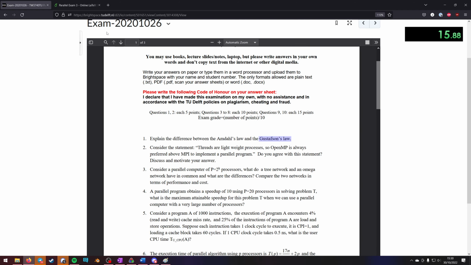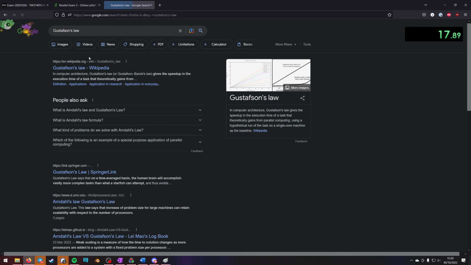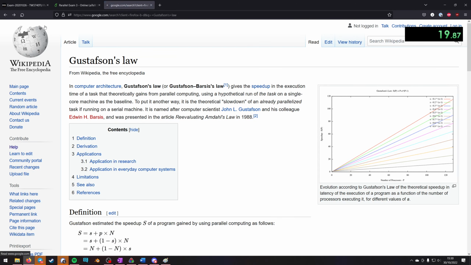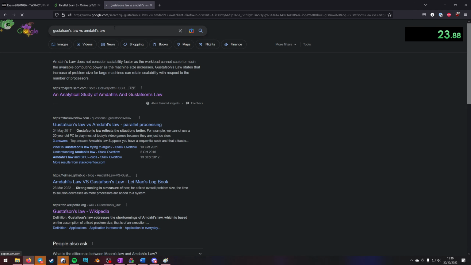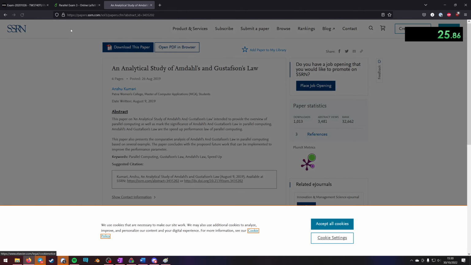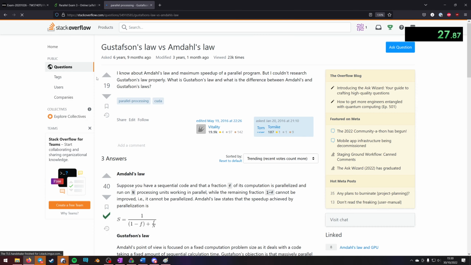It's, well, control, I mean, method. If they're okay with it, Gustafson's law. Gustafson's law versus Amdahl's law. This is way too scientific. There we go.